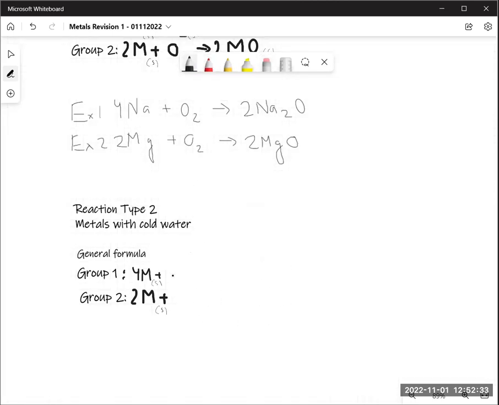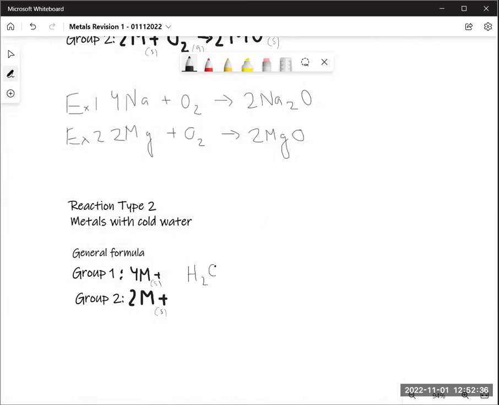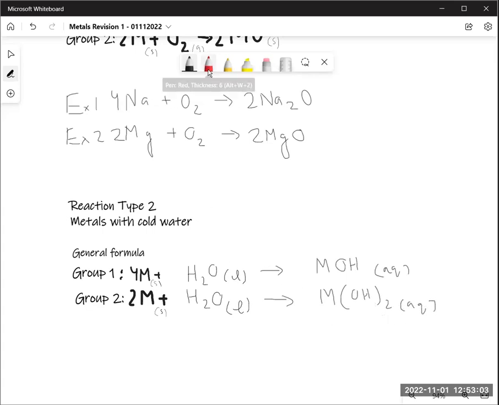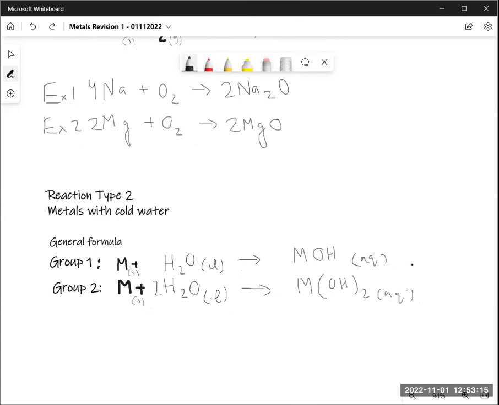So we have M plus H2O, liquid. Cold water is a liquid, which will give us MOH, and here it will be M(OH)2. Something is missing, which is hydrogen gas.